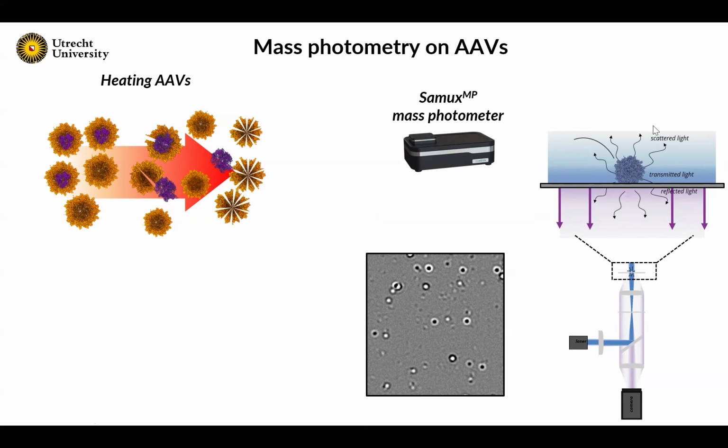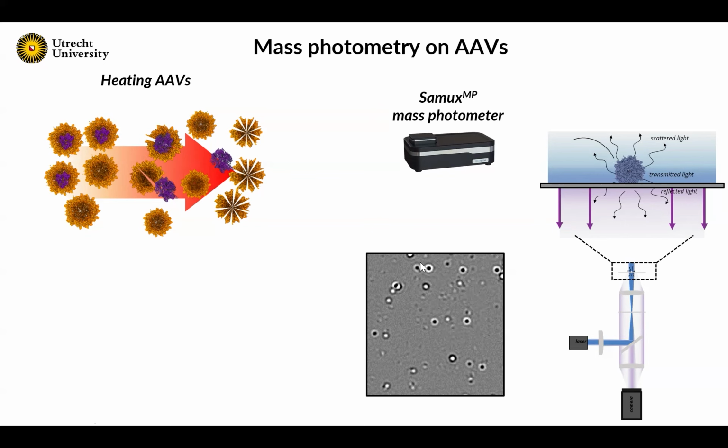But if an AAV lands on top of the glass, it also scatters a bit of the laser light, and the scattering will interfere with the reflected laser light, which you can measure as a bit of contrast. So these typically black dots that you can see here are a change in contrast upon landing of an AAV on top of the glass surface. And the important thing is that the amount of contrast that you measure scales with the mass of the particle.